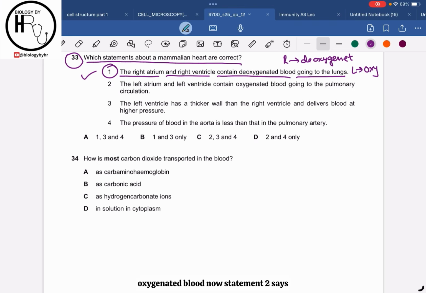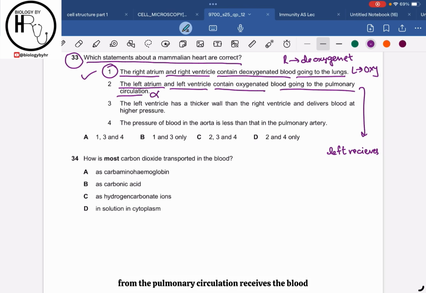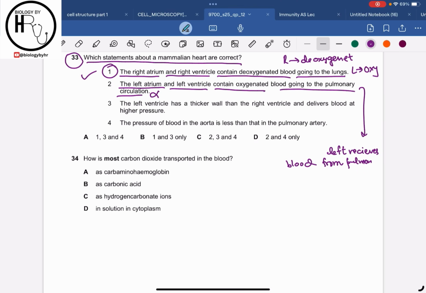Now statement 2 says that the left atrium and left ventricle contain the oxygenated blood going to the pulmonary circulation. So this is incorrect. The left side of the heart receives the blood from the pulmonary circulation and gives it to the systemic circulation, which is the rest of the body.